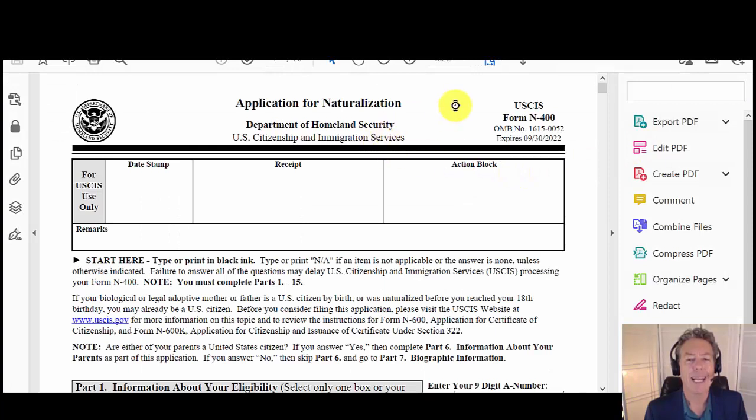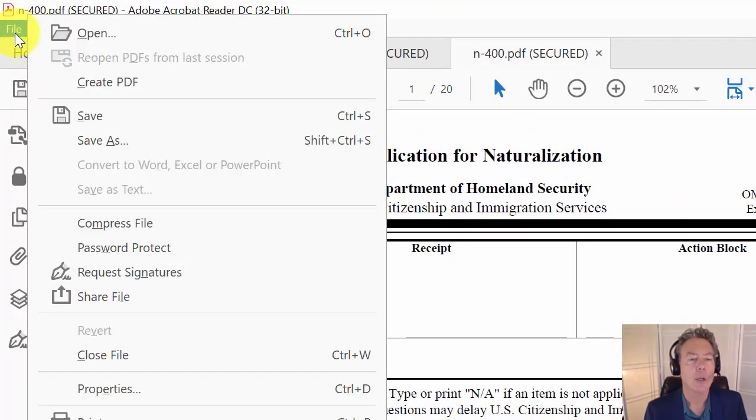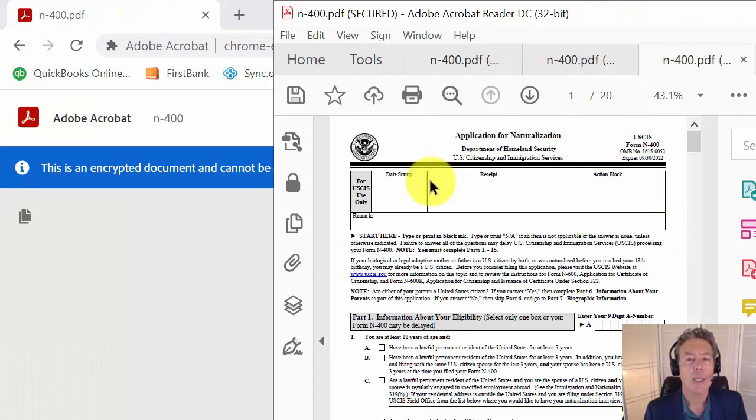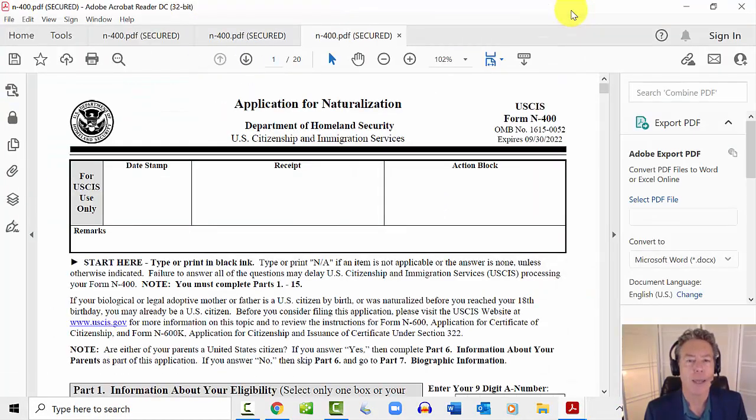And then it's going to open up like this on your desktop, right? From here, what you're going to want to do is download this to your hard drive: Save As, and then it'll go and do it. So do that right now. Make sure this N400 is not just sitting out there nowhere, right? You want it to be on your hard drive, and then you want to be filling in this N400 that way.